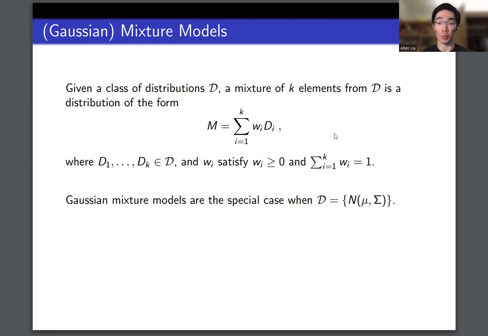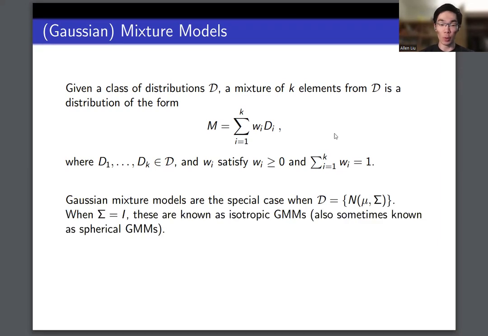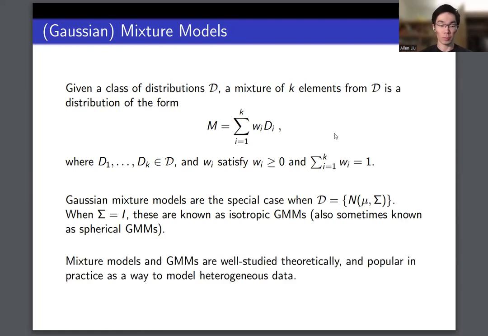Now, Gaussian mixture models, which we will focus on in this talk, are the special case when the family of distributions is simply a family of Gaussians with some mean and covariance. And actually, we'll consider an even more specific case where the covariances are all identity. These are known as isotropic mixtures of Gaussians, or isotropic GMMs. Mixture models, and mixtures of Gaussians in particular, are very well studied theoretically and often used in practice as a way to model data from heterogeneous sources.